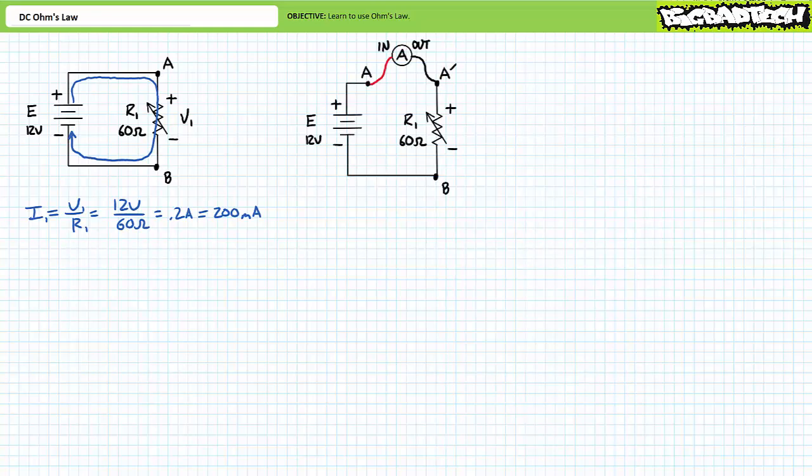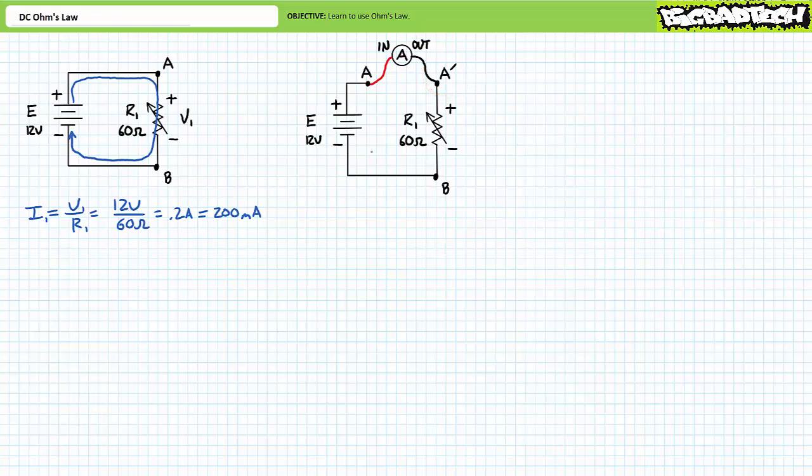First, we create a series circuit where current leaving the positive terminal of the voltage source enters the ammeter in door, travels through the ammeter, leaves the ammeter out door, enters the top of resistor R1, travels through resistor R1, leaves the bottom of resistor R1, and returns to the negative terminal of the voltage source. You'll note the inclusion of the ammeter in series necessitates the introduction of an additional accessory node, or point of common connection, I'm calling A prime.